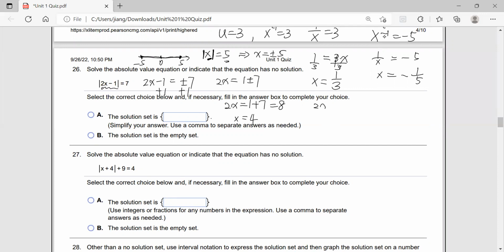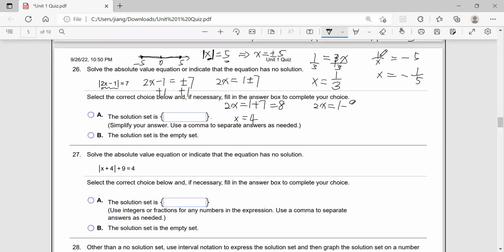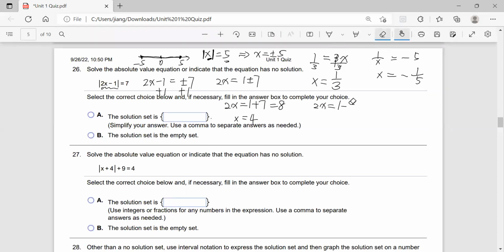Another case, 2x equals 1 minus 7. That's -6. So 2x equals -6, divide by 2 on both sides, x equals -3. I got two solutions, this one and this one.